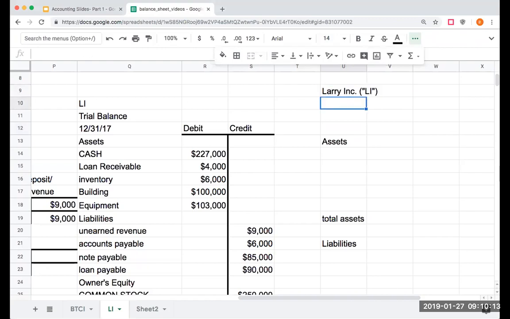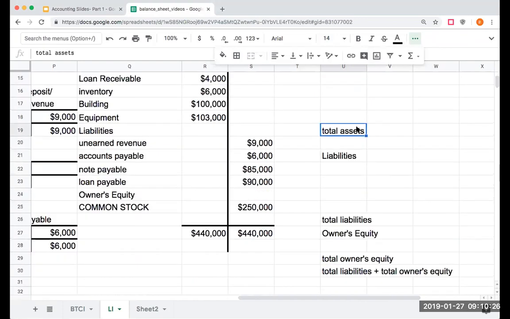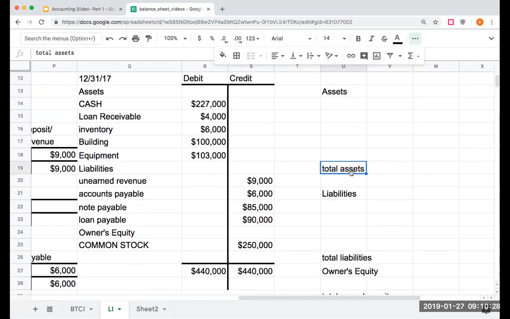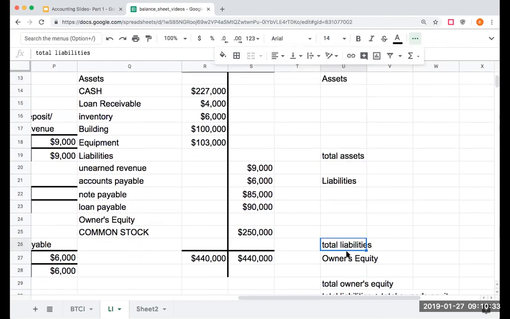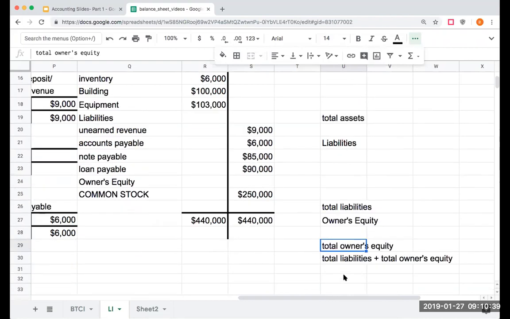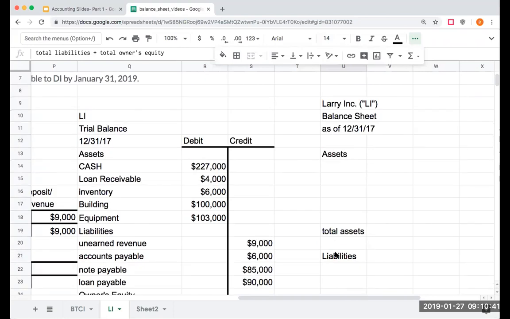Normally we just call it Larry Inc. Balance sheet. And this is going to be as of 12/31/17. So the first thing I do here, and if you see how I set this up, I'm going to list out my assets. I'm going to show total assets. I'm going to show my liabilities, which are going to be my total liabilities, owner's equity, listing out my owner's equity. And I'm going to show total liabilities plus total owner's equity. This must equal total assets.